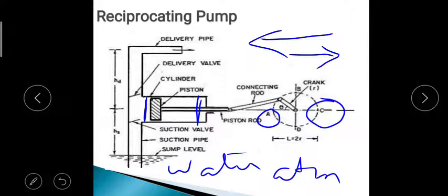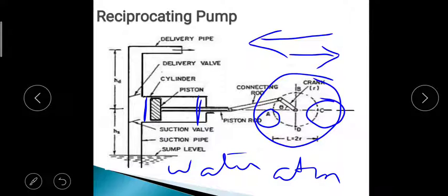This crank, sorry, I have not told this, is connected to the motor shaft. As we connect the impeller to the motor shaft in the centrifugal pump, we are connecting this crank to the electric motor shaft. Now, as the electric motor shaft rotates, the crank also rotates, and this rotation will make the piston reciprocate.